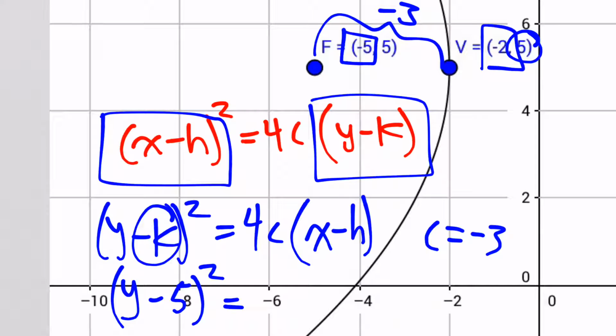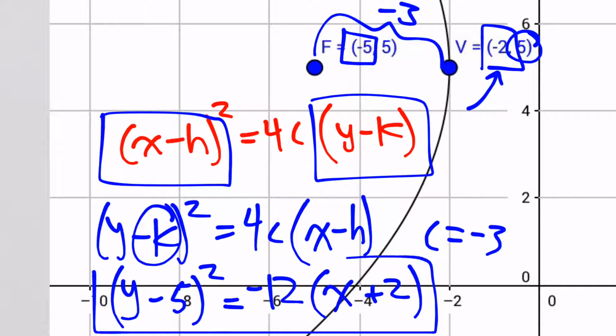So 4 times c is negative 12, and then I will get x minus h, and h is negative 2 right there. So if h is negative 2, x minus negative 2 is really x plus 2, and I get the equation of my parabola right there.